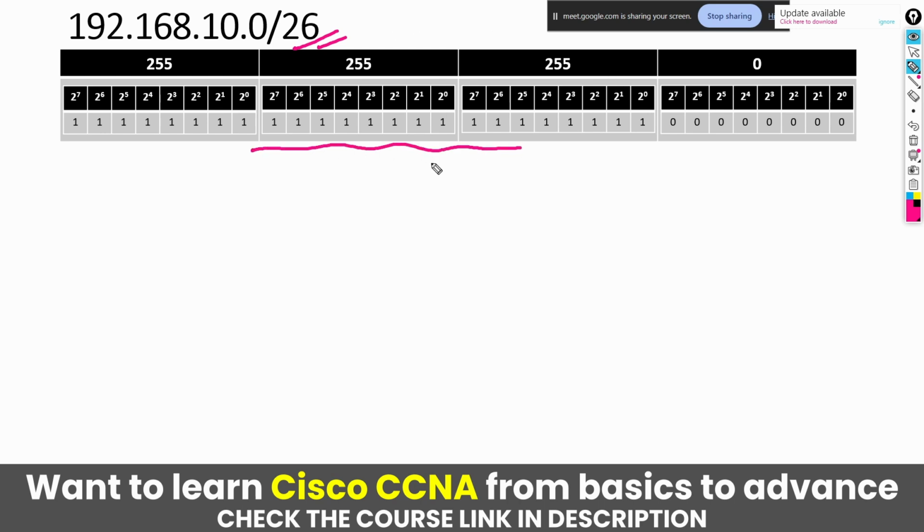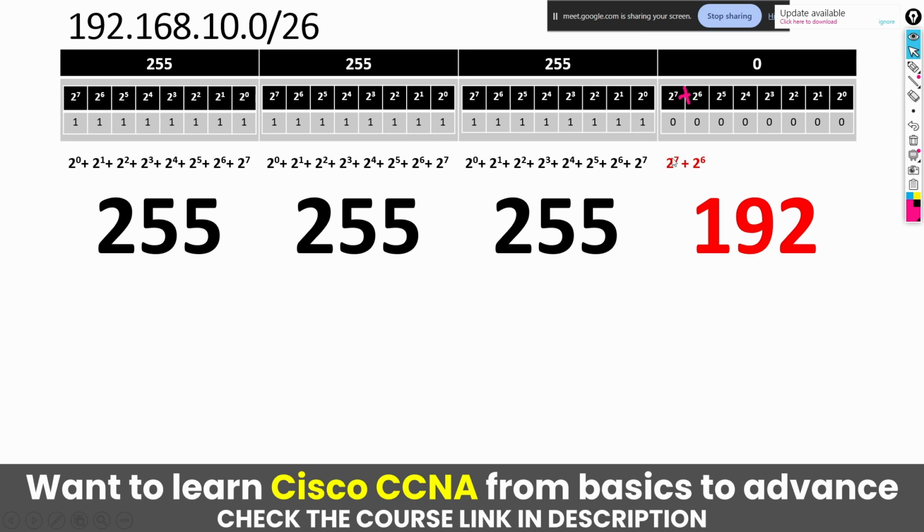Because in total this is 24 bits, we need 2 more bits. So let's borrow these 2 bits. Correct? Okay. Now, since we have borrowed 2 bits, what will be the subnet mask? Tell me. 128 plus 64, 192. So 255.255.255.192. Why is it 192? Because we have to add these two numbers. Correct? All right. 2 to the power 7 plus 2 to the power 6 becomes 192.